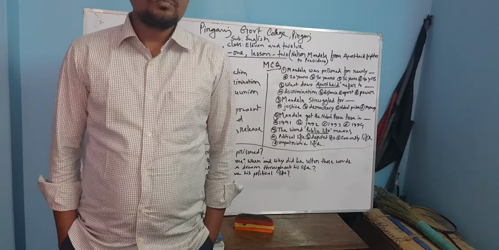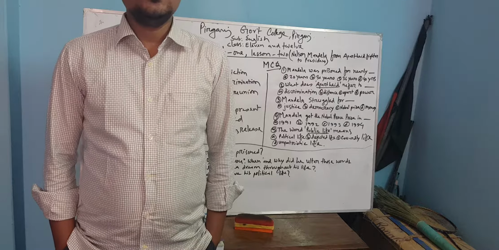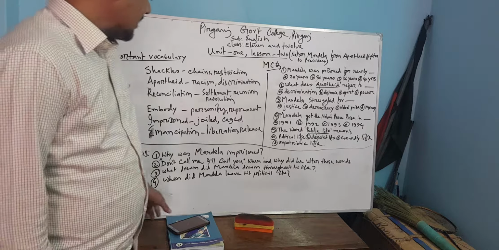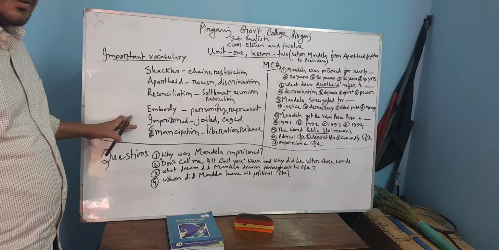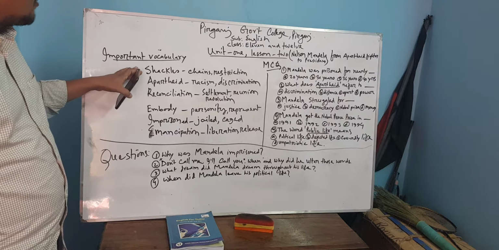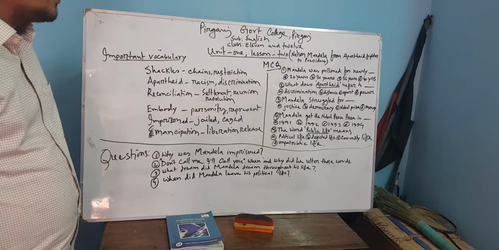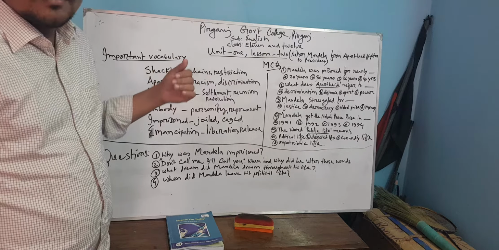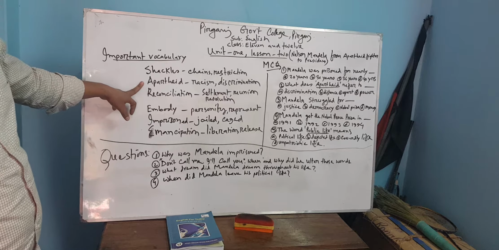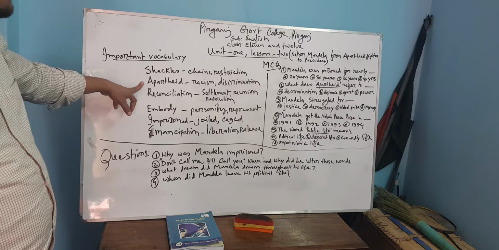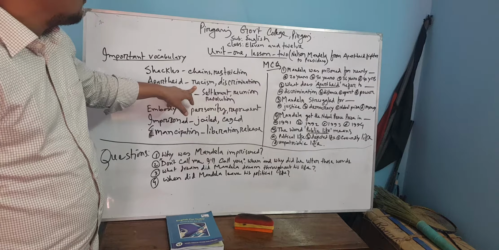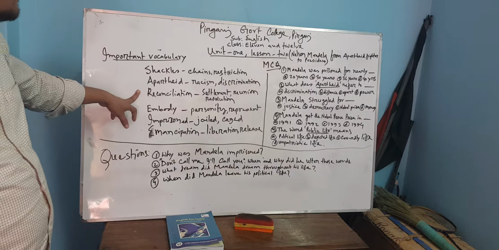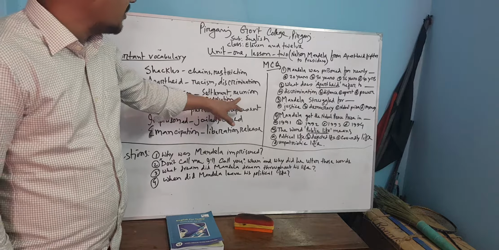So my beloved students, from the passage we will learn some important vocabularies. Please look at the whiteboard. At first, we can see the vocabulary shackles. Shackles means chains. That means restriction. Apartheid. Apartheid is something that is racism or discrimination. Reconciliation means settlement or reunion or resolution.